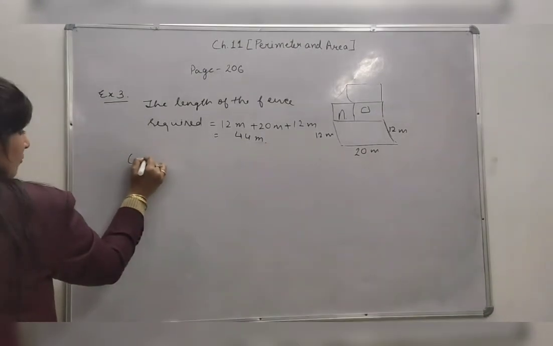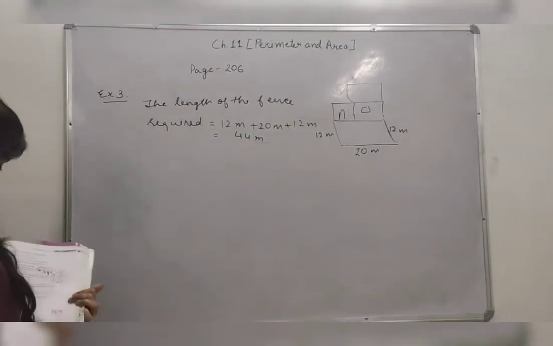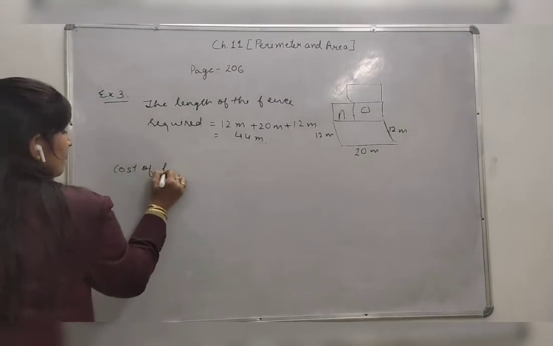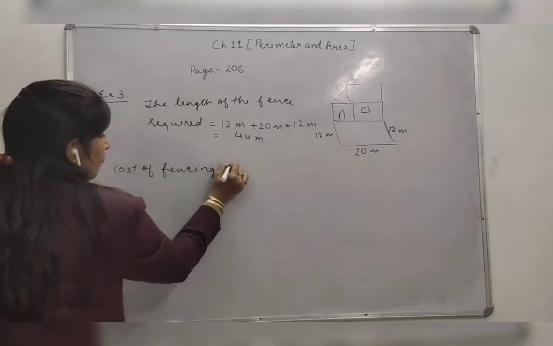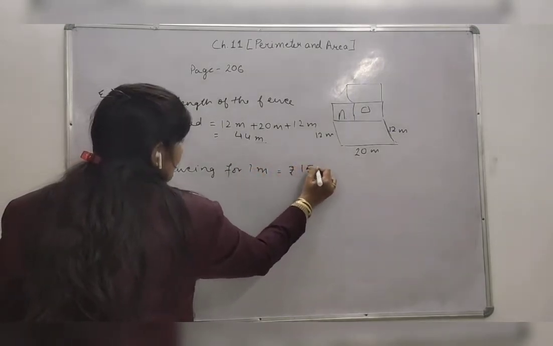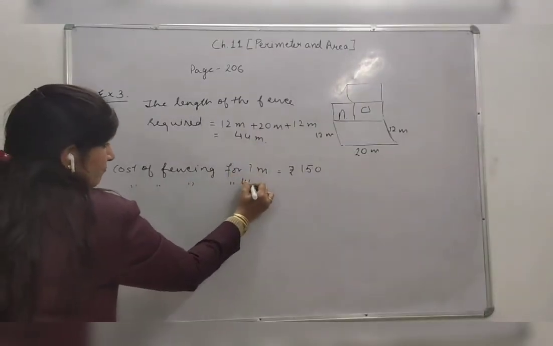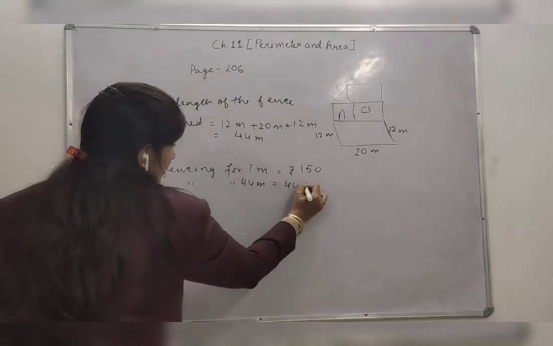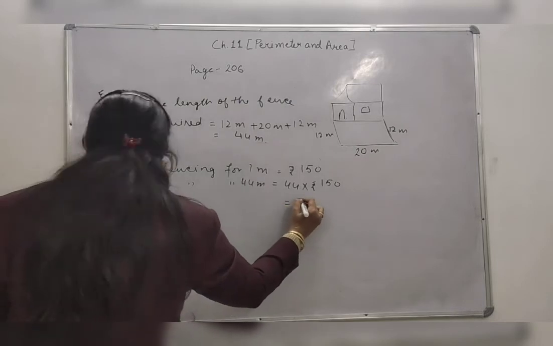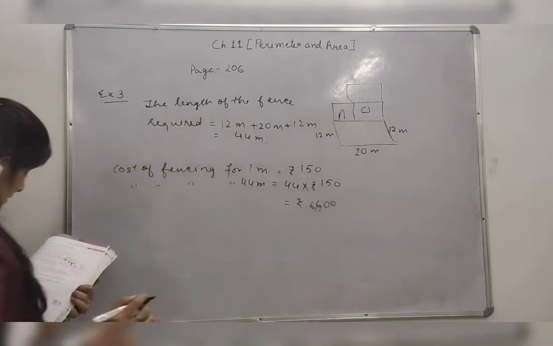Now we need to find out the cost of fencing. As we know the cost of fencing for 1 meter is given, it is rupees 150. Now we are going to find out the cost of fencing for 44 meter. So for that, 44 multiplied by rupees 150. So we'll get the answer as rupees 6600. Fine. So this is the answer.